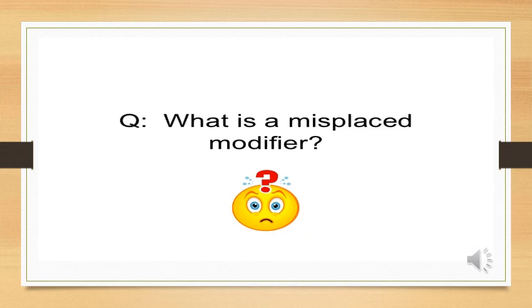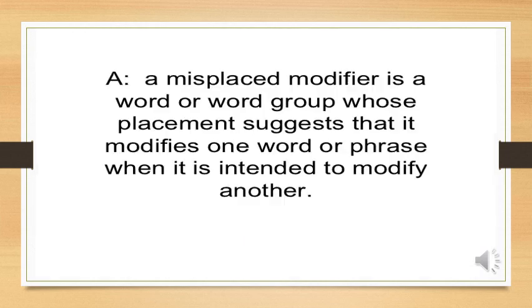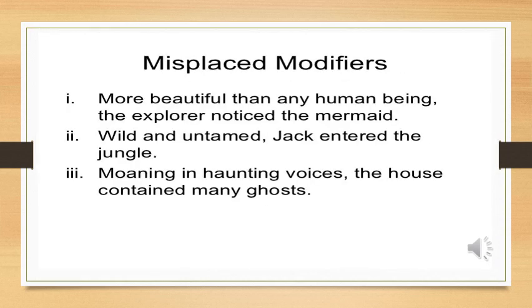What is a misplaced modifier? A misplaced modifier is a word or word group whose placement suggests that it modifies one word or phrase when it is intended to modify another. Dear students, we should put modifying elements in the sentence correctly so that the meaning is perfectly clear.